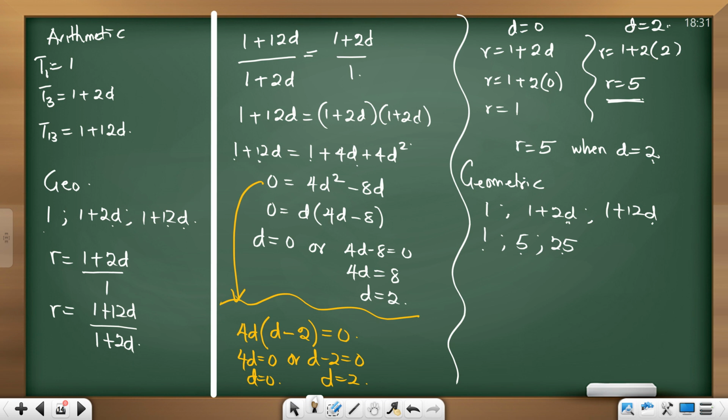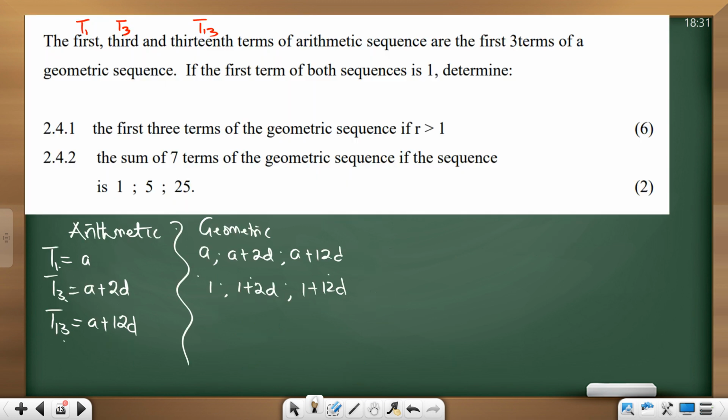All right, I've got 2 requests saying I should re-explain. Let's quickly look at it, but I hope you understand the question. The first thing is it's a word problem, guys. We change it into maths. The first, third, and 13th terms of the arithmetic are the first 3 terms of a geometric. Guys, don't read. We pause there. What are they saying? First, third, and 13th of an AP are the first 3 terms of a GP.